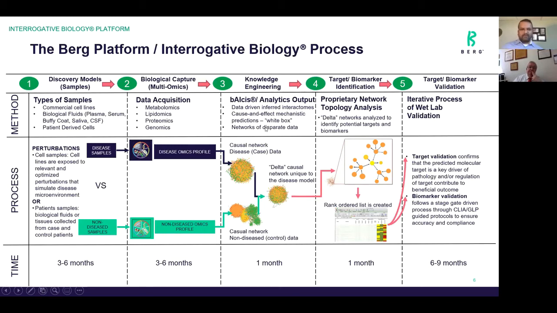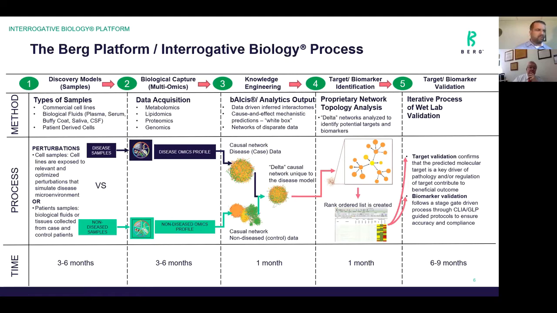The causal mapping is based on a Bayesian algorithm, which is based on inferential causality. And so out of that effort, what we get are these de novo networks. And from there, we are able to slice those networks depending on the questions that need to be answered.